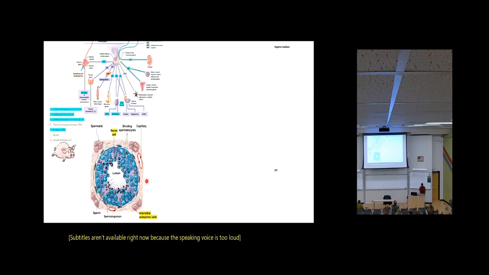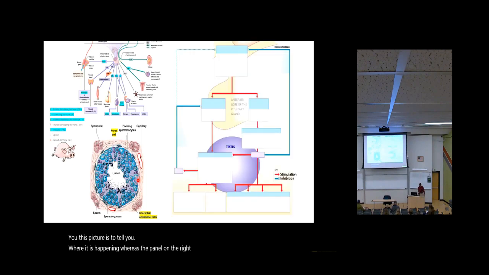So this picture here is a cross section of the seminiferous tubules, and what we discuss is mainly going to happen in the seminiferous tubule. My goal of showing you this picture is to tell you where it is happening, whereas in the panel on the right we will see what is actually happening. This slide here is really important, and I want you to know what the various steps are, and I would highly recommend that you can draw this out from memory.